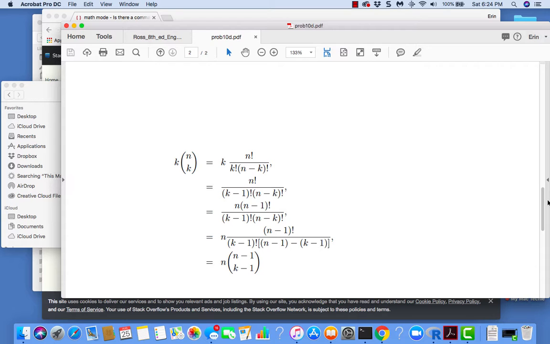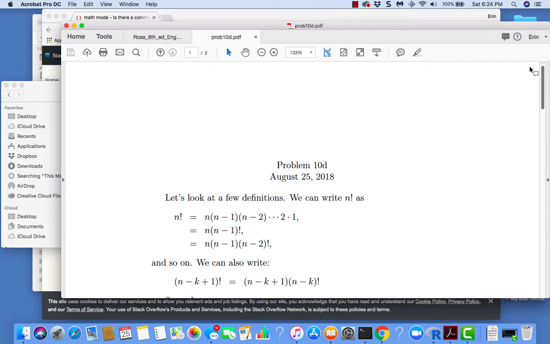And for 10E, if you just take all these nice definitions and plug them in, that's essentially what they're looking for there. Okay? Hope this helps.